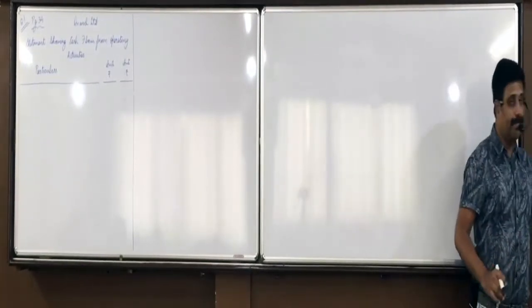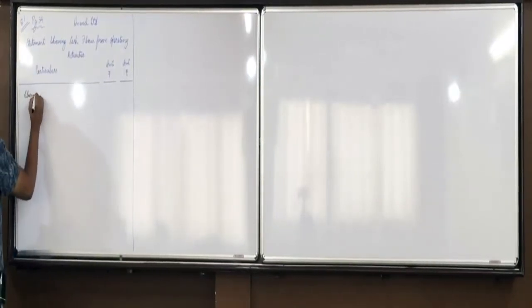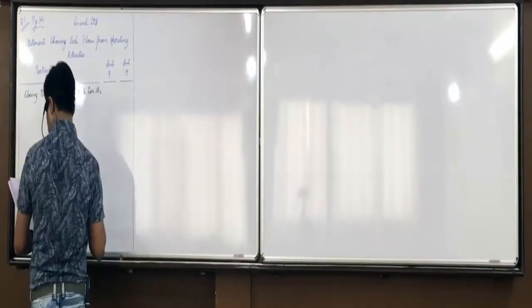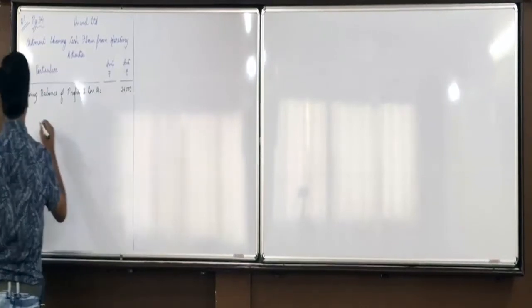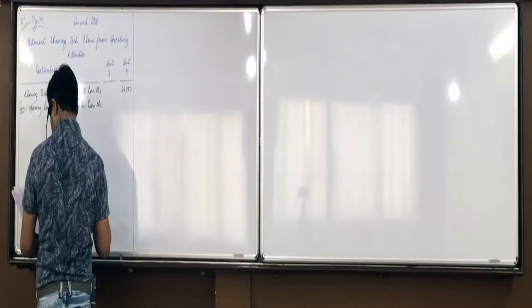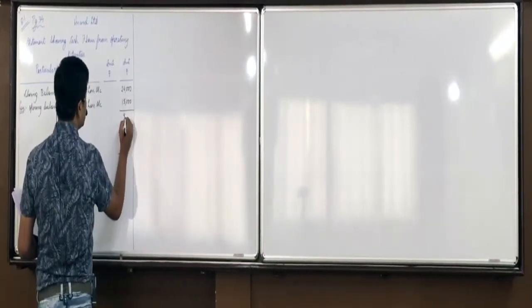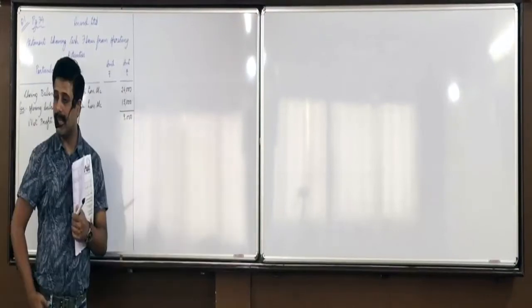Yes, now be attentive. As we discussed, we'll start with the closing balance of profit and loss account. All of you can see this 24,000 less opening balance of profit and loss account. All of you can see this 15,000. So 9,000 is net profit. Is everyone clear with this?